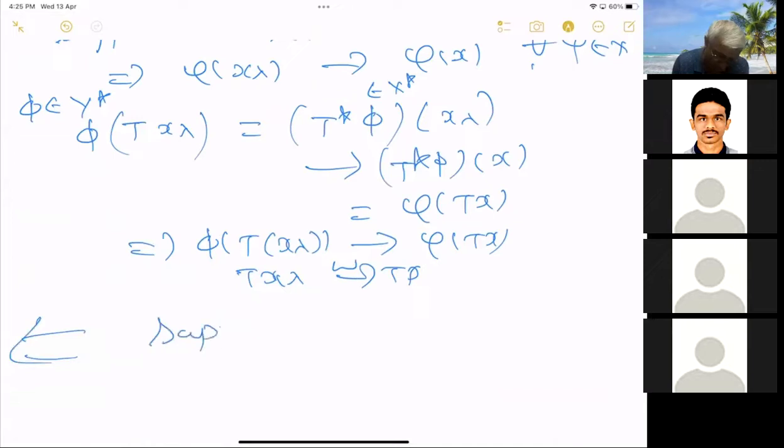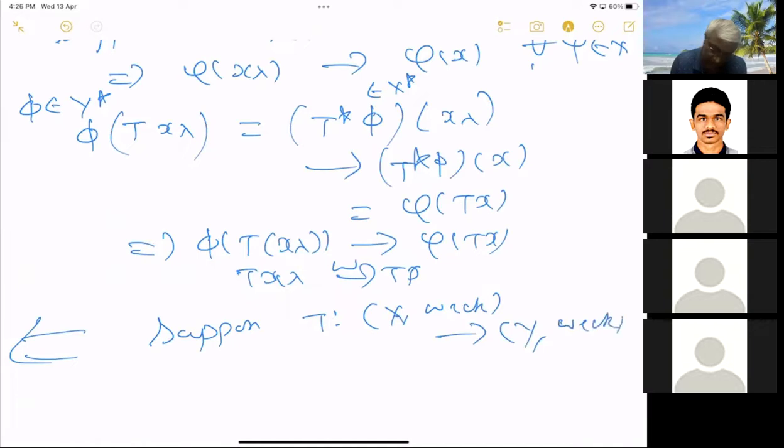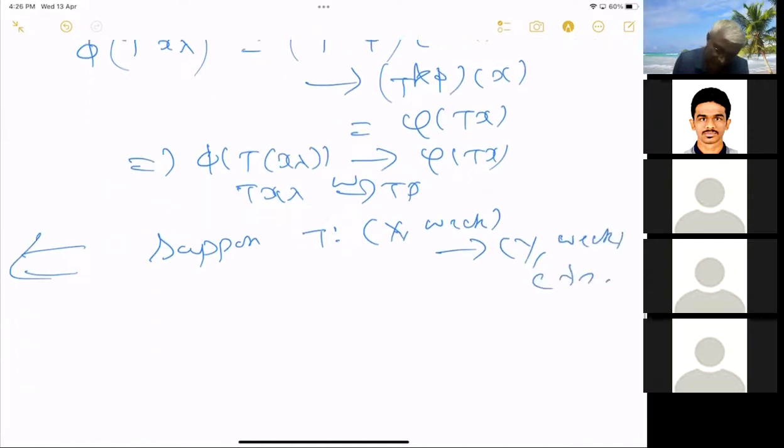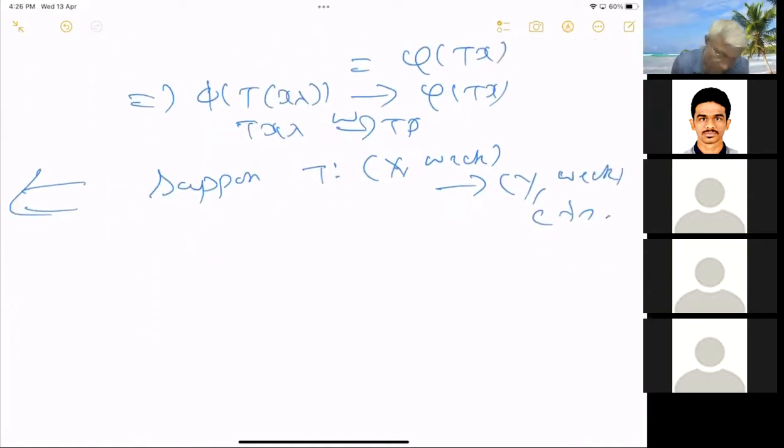Now suppose T from X with the weak topology to Y with the weak topology is continuous. We have to prove it's continuous in the norm topology. So one thing you should remember is that the norm topology is stronger than the weak topology. When you have a stronger topology, convergence in the stronger topology will imply convergence in the weaker topology. Okay, that is just clear.